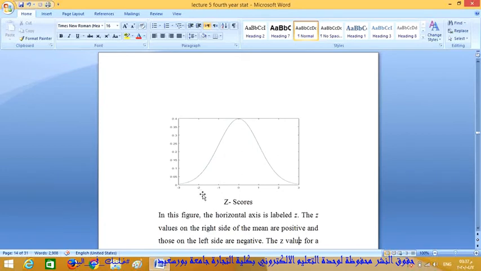Remember that all values of zeta on the left side are negative, and all values of zeta on the right side are positive. Okay, the values of zeta on the left side are negative, but the area under the distribution is positive.